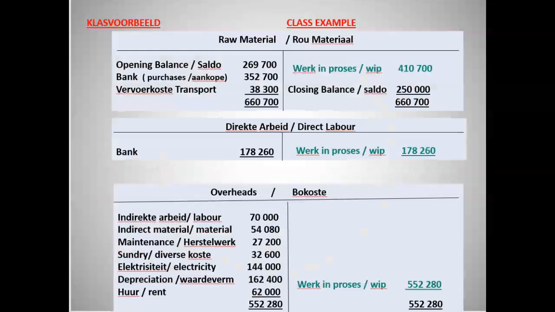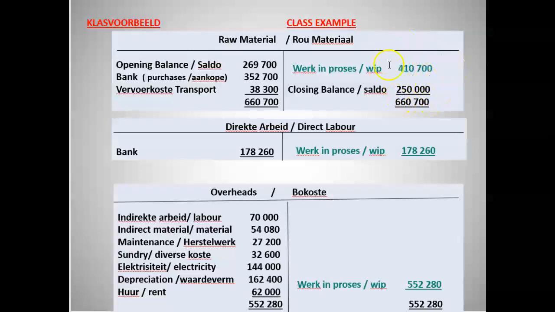Let's look at the flow of transactions, and in the first example we're going to ignore unrealized profit. We're going to look at how it looks when there's no unrealized profit involved. In our raw material account, we're going to have the opening balance of raw material plus all purchases plus purchase related costs, and we're going to have our closing balance of raw material, and that 250,000 is going to go to our statement of financial position, and that is going to be the value of raw material on hand at the end of the year, 250,000.